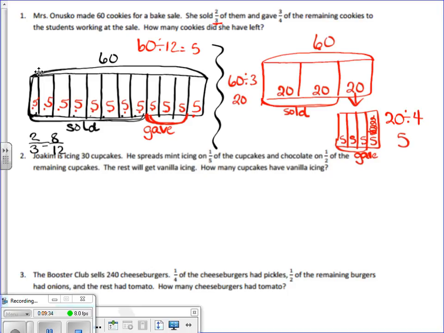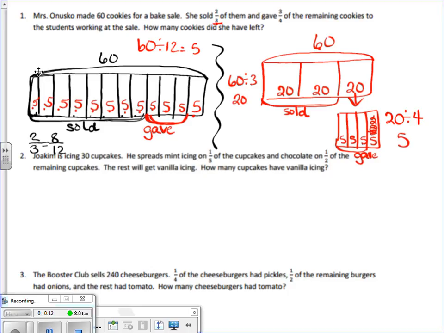So, Joachim is icing 30 cupcakes. I'm on number 2. He spreads mint icing on 1/5 of the cupcakes and chocolate on 1/2 of the remaining cupcakes. The rest will get vanilla icing. How many cupcakes have vanilla icing?